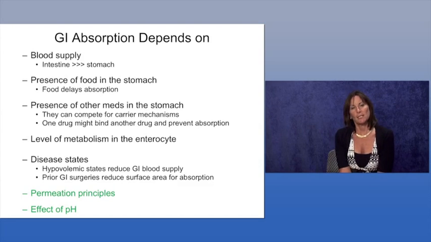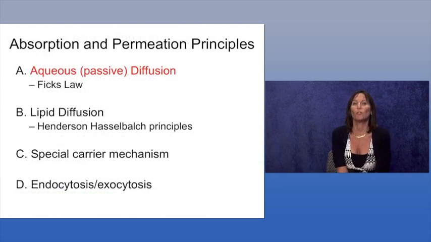The next two concepts we're going to talk about in some detail because they need further explanation. The first of these is permeation principles. The second is the level of acidity, or the pH, within the GI tract. So let's first of all talk about permeation principles. What does permeation mean? Permeation is the concept of a molecule moving from point A to point B, and typically involves crossing over some sort of membrane or barrier.